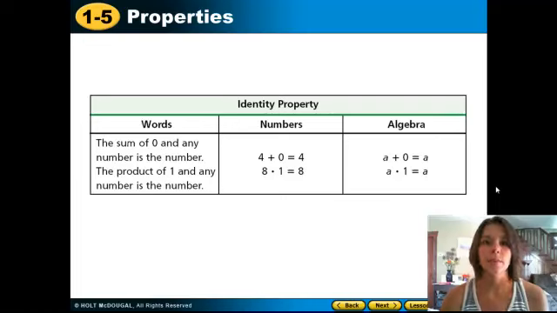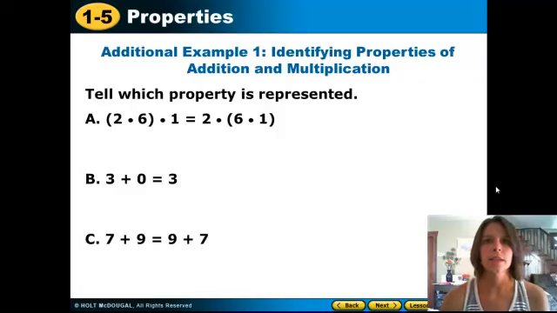The identity property, I have 2 different ones. The sum of 0 and any number is the same number, and the product or multiplication of 1 and any number is still that same number. So there's 2 examples there: adding 4 plus 0, it's still going to equal 4, or multiplying 8 times 1, still equal to 8. So let's look at some examples.